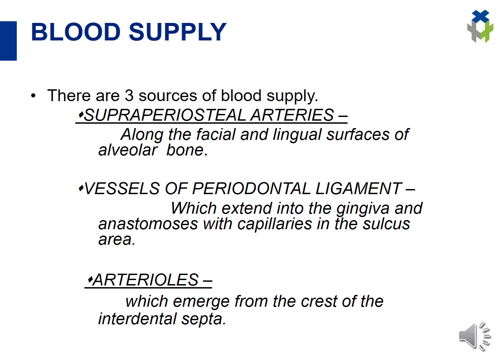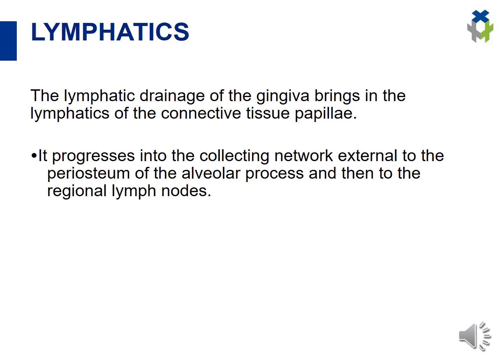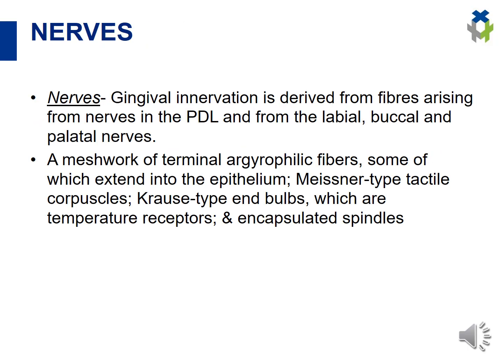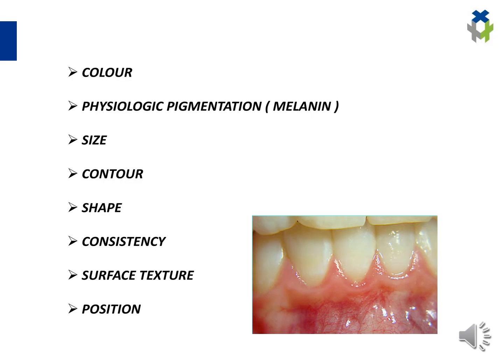The main sources of blood supply are supraperiosteal arteries, vessels of the periodontal ligament and arterioles. The lymphatic drainage of the gingiva begins in the lymphatics of the connective tissue papilla. The gingival innervation is derived from fibers arising from nerves in the periodontal ligament. There is a meshwork of terminal argyrophilic fibers, some of which extend into the epithelium. There are also Meissner type tactile corpuscles, Krause type end bulbs, which are temperature receptors, and encapsulated spindles.